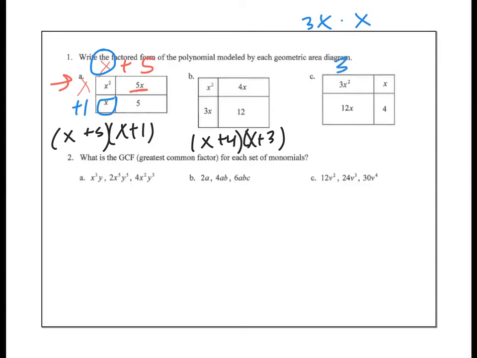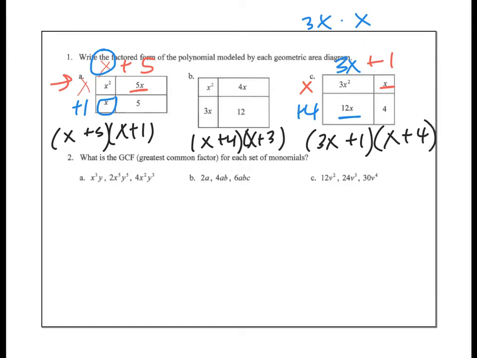That means the 3x needs to go here. I have to multiply that 3x by a 4 to get that 12x. That means x has to go here, which I have to multiply by a 1 to get 1x there. So my two binomials are 3x plus 1 and x plus 4.